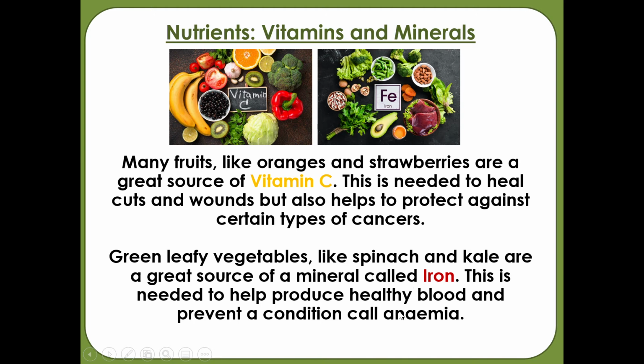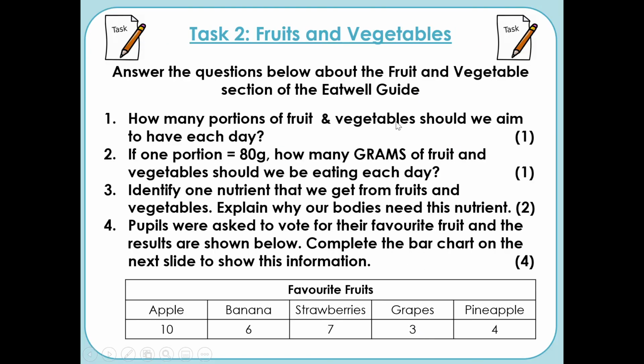So make sure you get plenty of iron to prevent your anemia. Okay. So task 2, you've got a few more questions. Alright, so how many portions of fruit and vegetables should we aim to have? If one portion is 80 grams, how many grams of fruit and vegetables should you be eating a day?